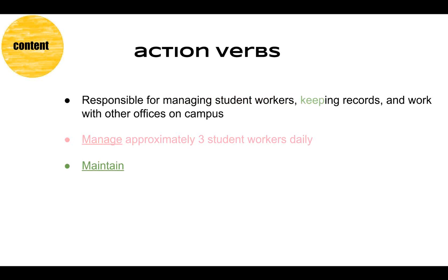So let's move on, and we're going to talk about the keeping records part of this bullet point. You can use maintain as an action verb. You're maintaining something, in this case, an average of 80 student internship records yearly. So again, we're going back to those 3 questions. How many and how often are definitely incorporated here. And we're being a little bit more specific about what type of records we're keeping.